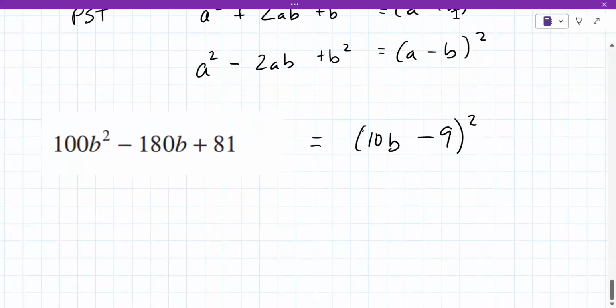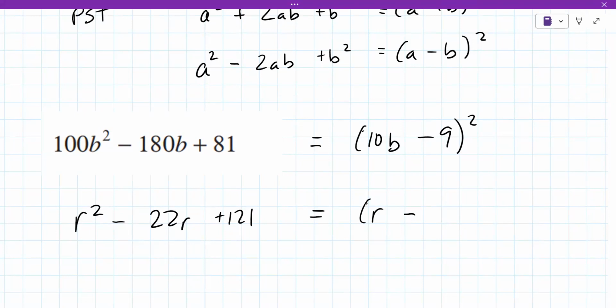Cool. Okay, so here's another one for you to try. r squared minus 22r plus 121. What does this become? It would become r minus the square root of 121, which is, so is it 11? Yes. Okay.